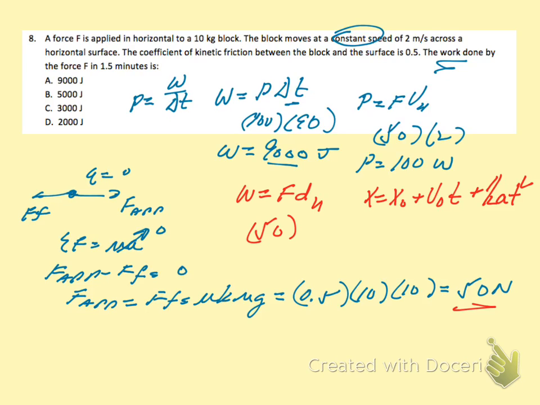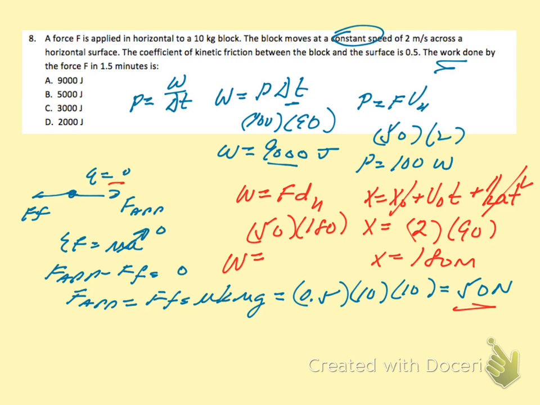We already said that the acceleration was 0. So we can get rid of this term. We're starting at a position of 0, so x is going to be its initial velocity, which is 2 times a time of 90 seconds. So we're getting a displacement of 180 meters. We can plug 180 meters in for its displacement, and we're going to get work is equal to 9,000 joules again.